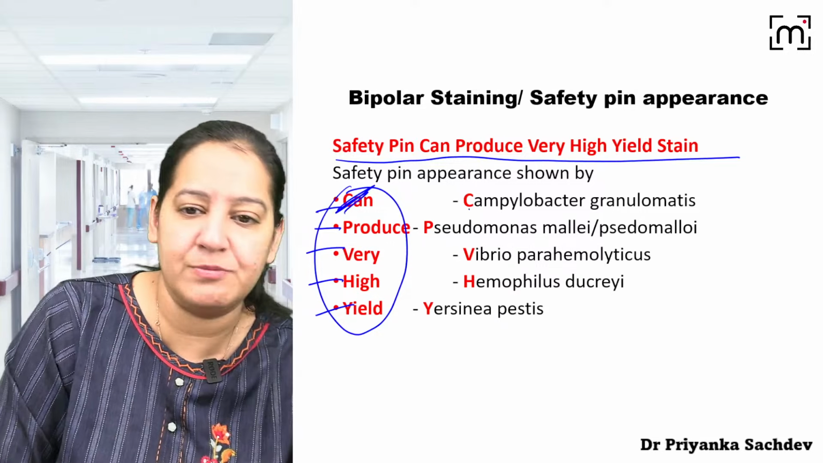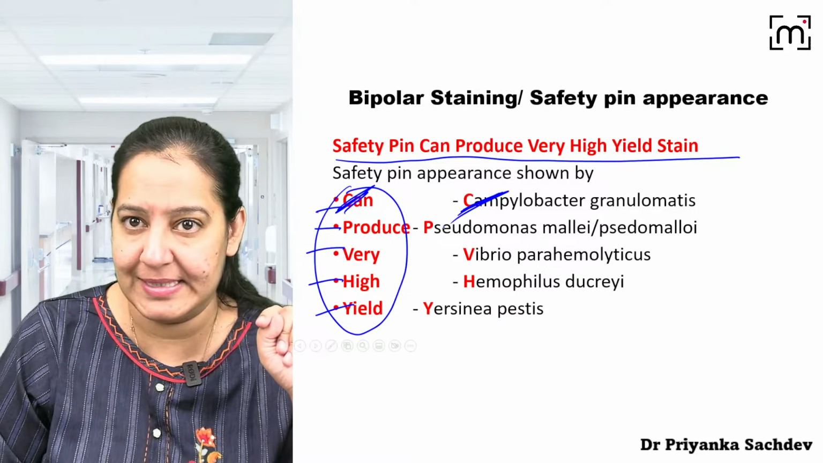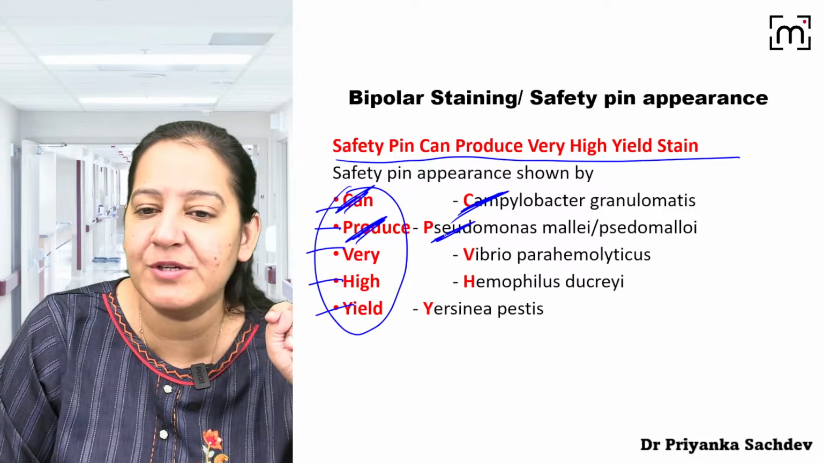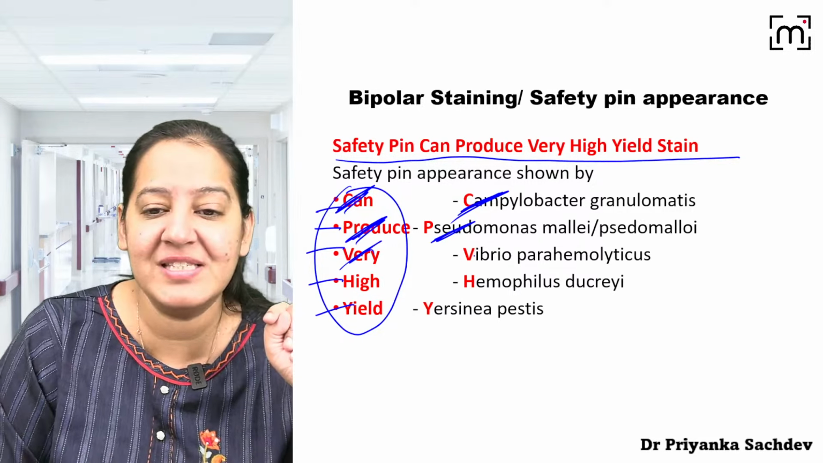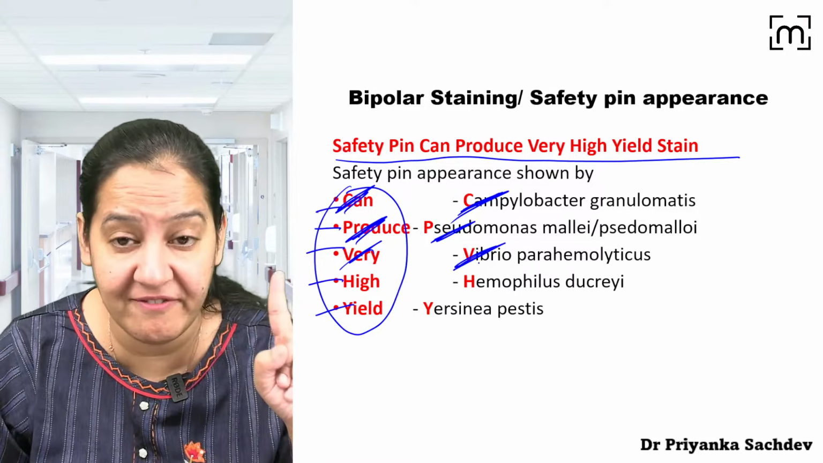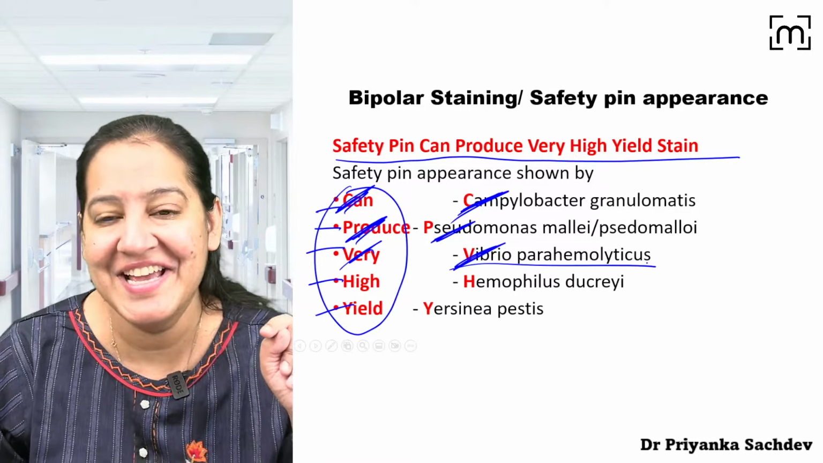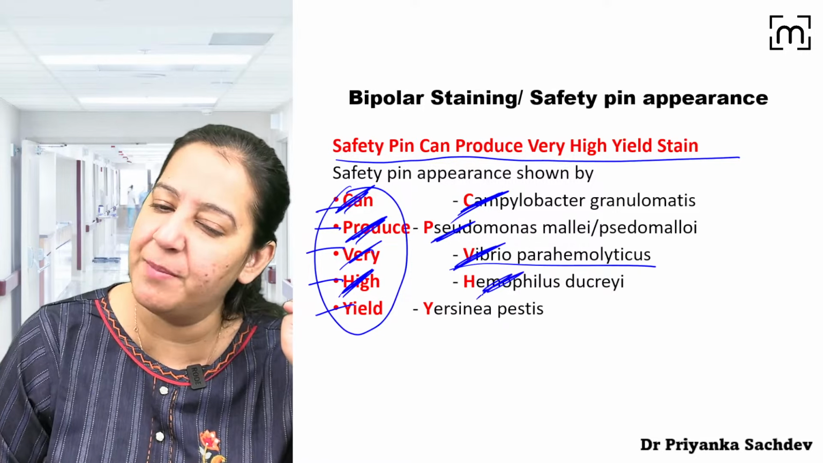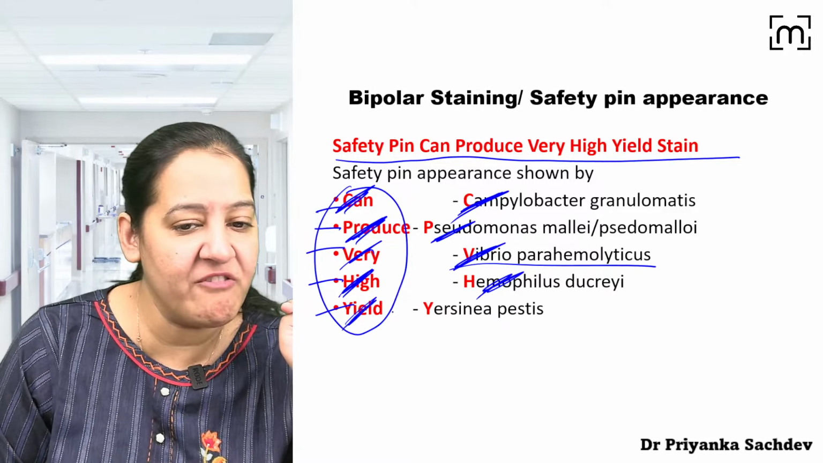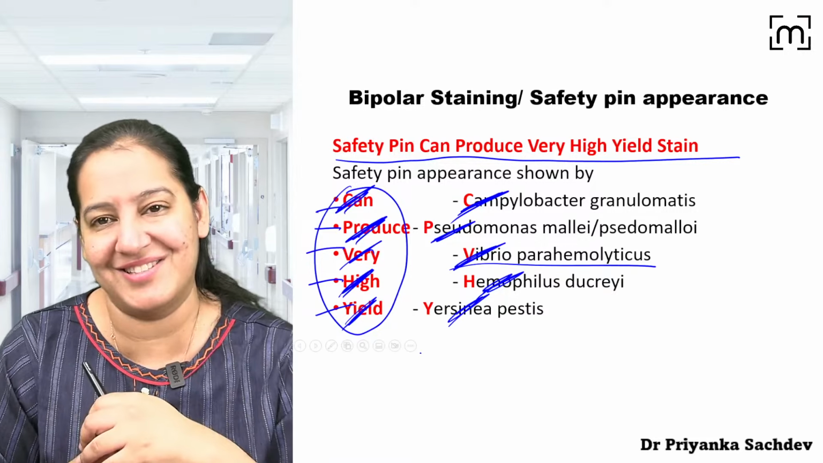So C stands for Calymmatobacterium granulomatis. Produce, P stands for Pseudomonas. Pseudomonas mallei, Pseudomonas pseudomallei, both. Right? V stands for Vibrio. But mind my words, it's not Vibrio cholerae. It's Vibrio parahaemolyticus. Right? High, H stands for Haemophilus ducreyi, and yield, Y stands for Yersinia pestis.